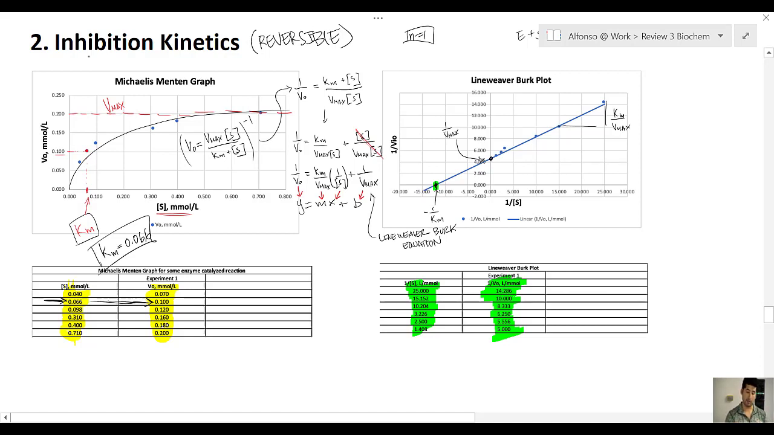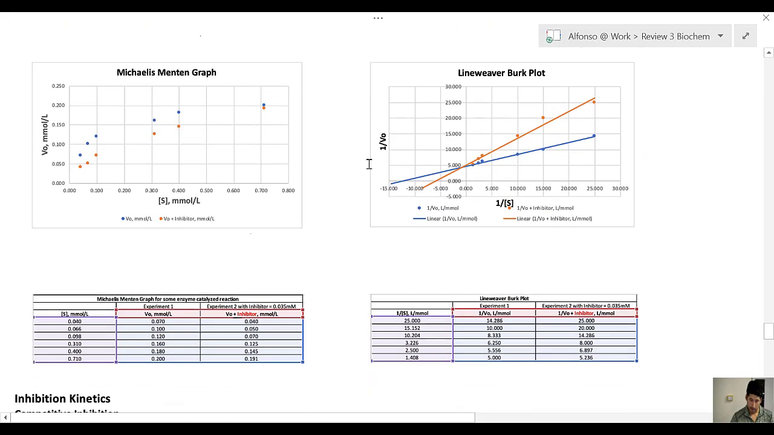Okay, so we still haven't even begun talking about inhibitors just yet, but looking at Lineweaver-Burk plots and looking for your -1 over Km and your 1 over Vmax, that's a very important skill for you to know for this upcoming exam.